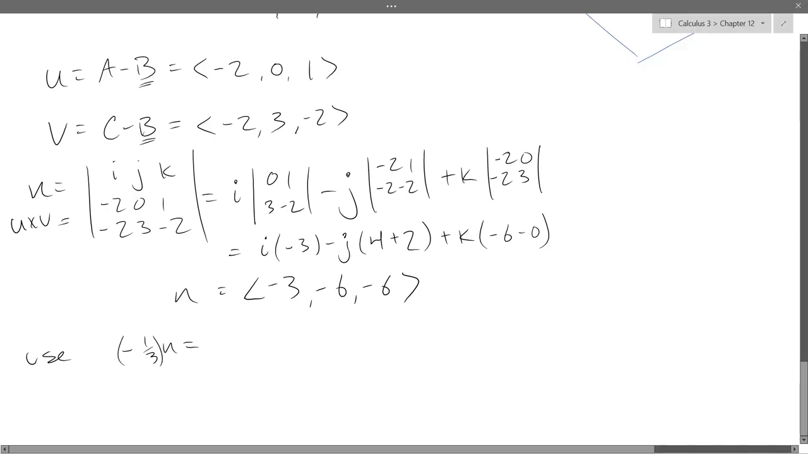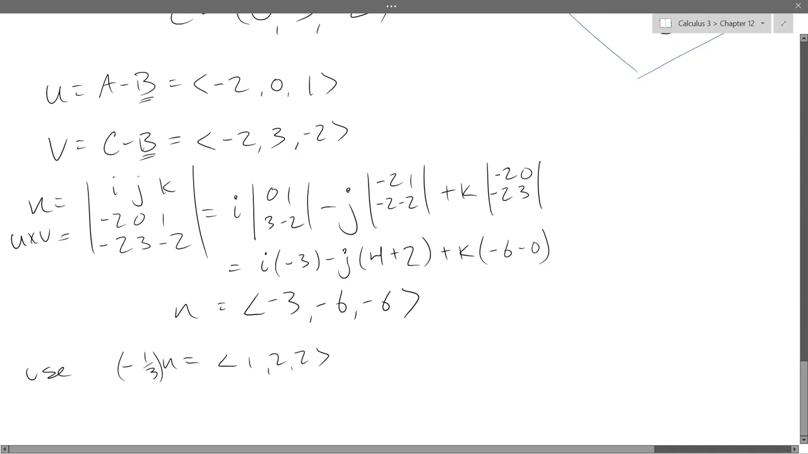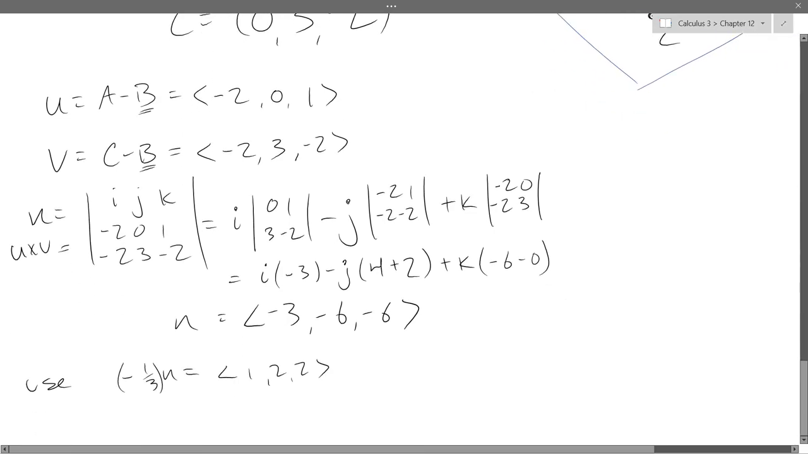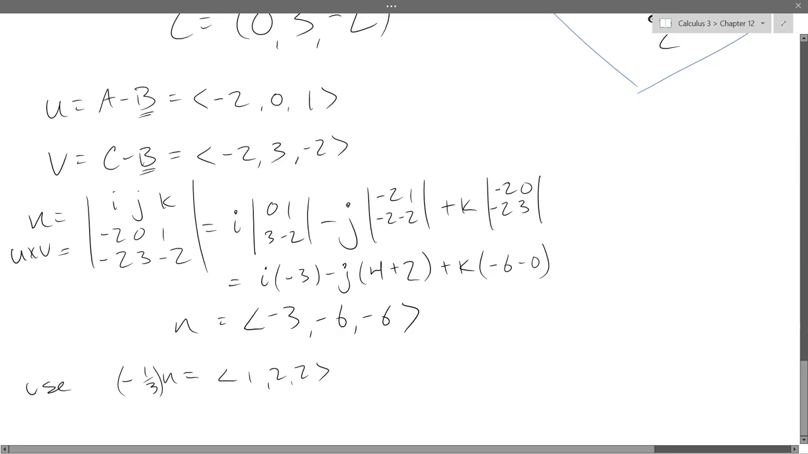Which is 1, 2, 2. So now we have our nice normal. Usually, I would just recommend you pick an easy multiple, never choose a zero multiple. And usually you don't need to make it a unit vector, because you'll have divided by square roots. So that's usually going to get uglier, not better.